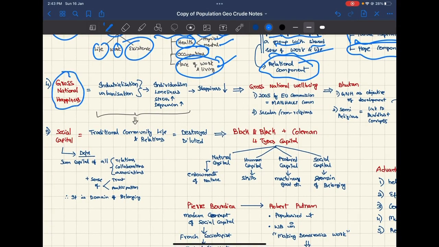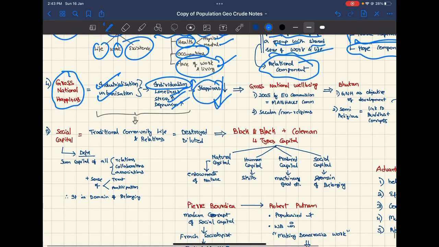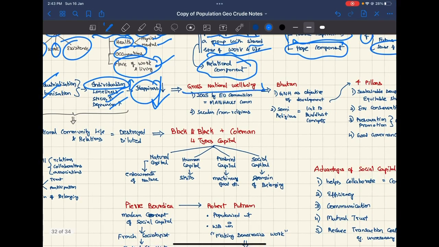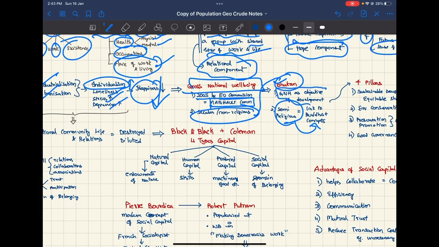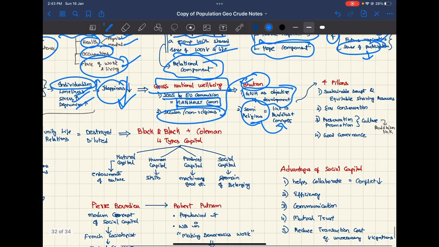Coming to gross national happiness: due to industrialization, urbanization and increased individualism, loneliness, stress and depression increased, therefore happiness decreased. Gross national well-being is a concept given in 2005 by the European Union Commission. It is a secular, non-religious concept. It was taken up by Bhutan, which converted it into a semi-religious concept and linked it to Buddhist concepts. So they made GNH their objective of national development.